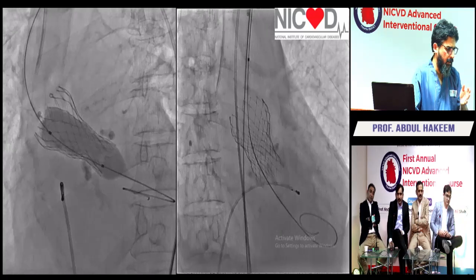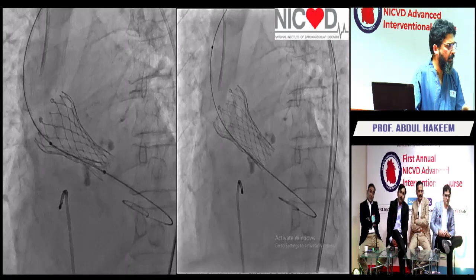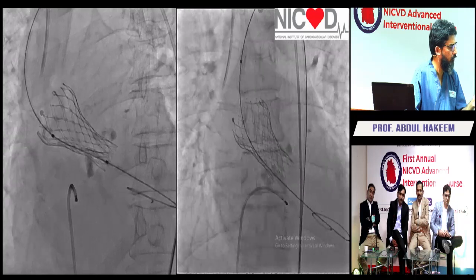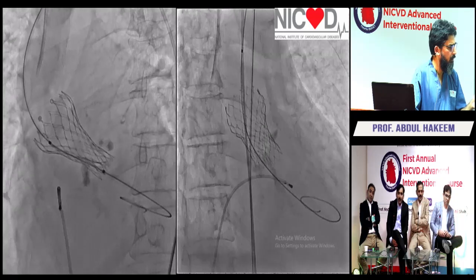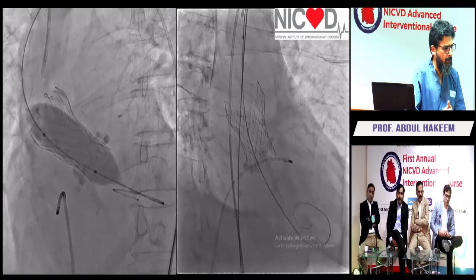And you can see we took multiple views. I think this patient did fine. Actually, on the table, his EF improved to like 45% because the LV was not dilated.